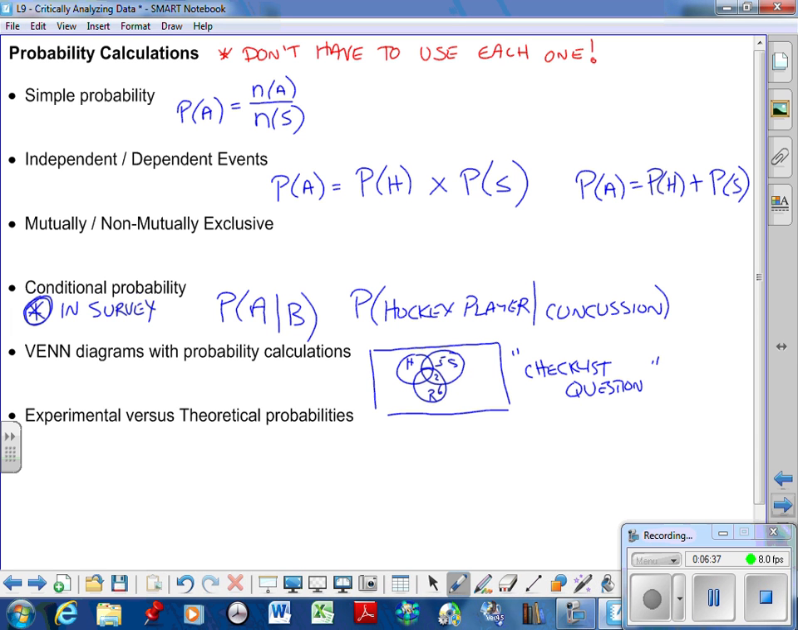Experimental versus theoretical. Some of you will be saying that, or have found research that says this is theoretically the number of male hockey players that have received concussions. And if you're doing that kind of follow-up survey, then you look at the experimental and you can talk about the difference. Why does my experimental not match theoretical? Or hey, based on my research, my experimental matches the theoretical. So our particular area supports that fact. So that's how you can use your probability calculations. And you can use it throughout.